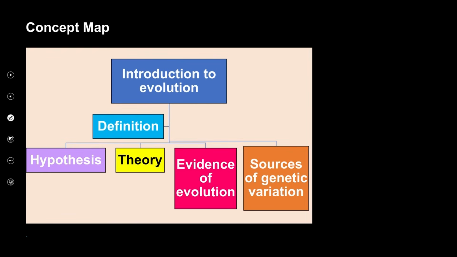We're going to have a look at the concepts that we're going to cover today in the introduction to evolution. First of all, we'll have a look at a definition of what evolution is. Then we're going to have a look at the concepts of a hypothesis and a theory, and the difference between a hypothesis and a theory. We're also going to look at evolution evidence. There's lots of evidence that supports the theory of evolution. And finally, we're going to have a look at the sources of genetic variation.